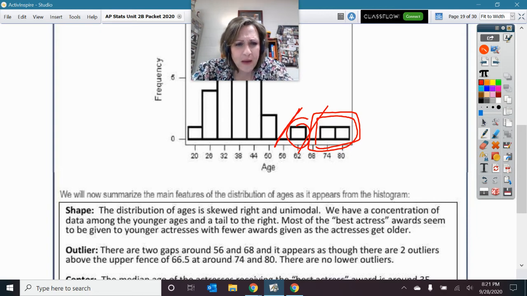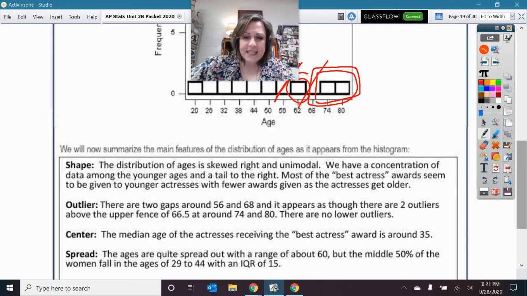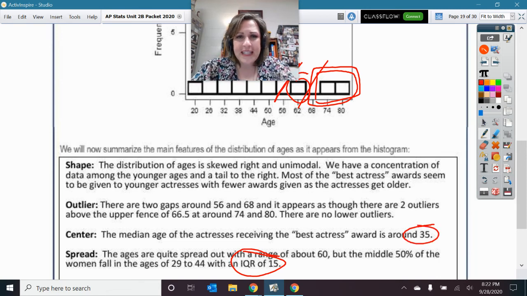How did I do that upper fence? I guess maybe 66.5. I guess I took this IQR of 15 and this median of 35 and actually computed the fence. Okay. So what that tells me is about the assignment on the next page.